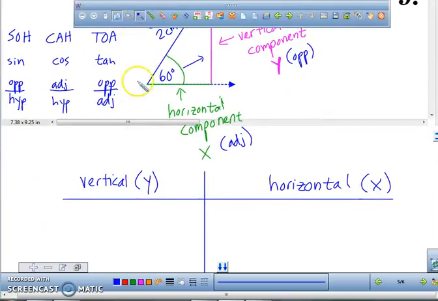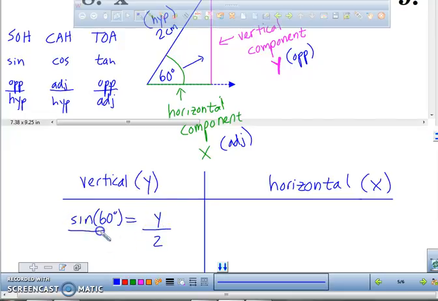So here's what I want you to write down. I want you guys to write down the sine of 60 degrees equals my y value over the number 2. Place it over a 1, so you set up a proportion. Sine of 60 degrees. So whatever sine of 60 is, multiplied by 2, that's y. That's your y value. Boom, mathematics.